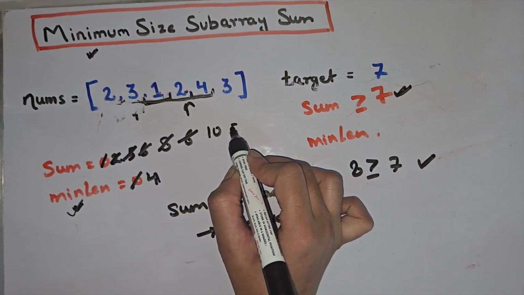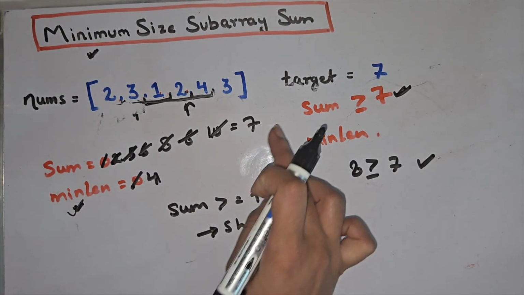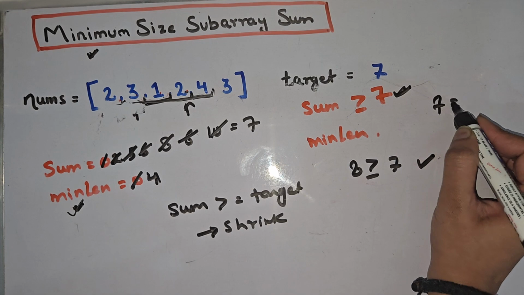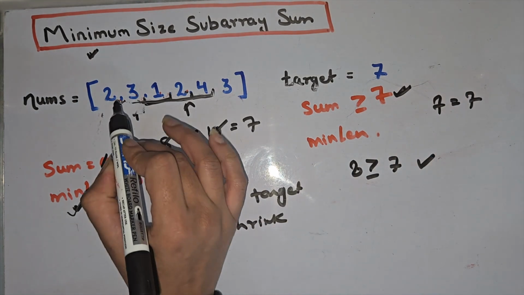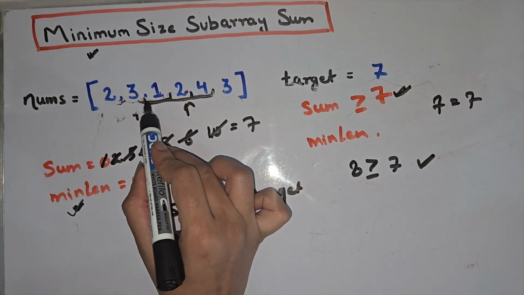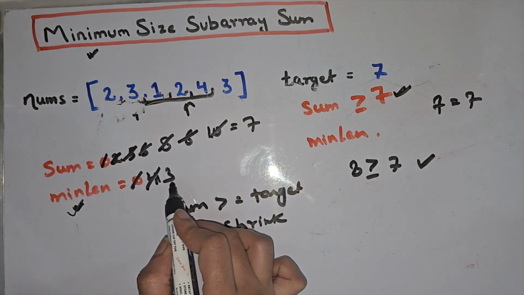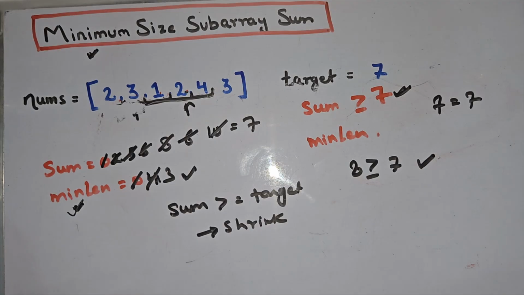Now removing this will make it 7. So the sum becomes 7. And 7 is equal to 7. So we can update the minimum length to 3. So after removing, this subarray has length of 3, which is updated here.